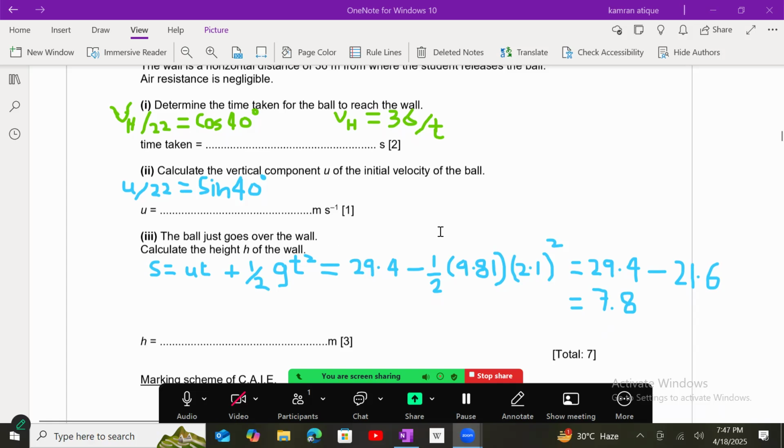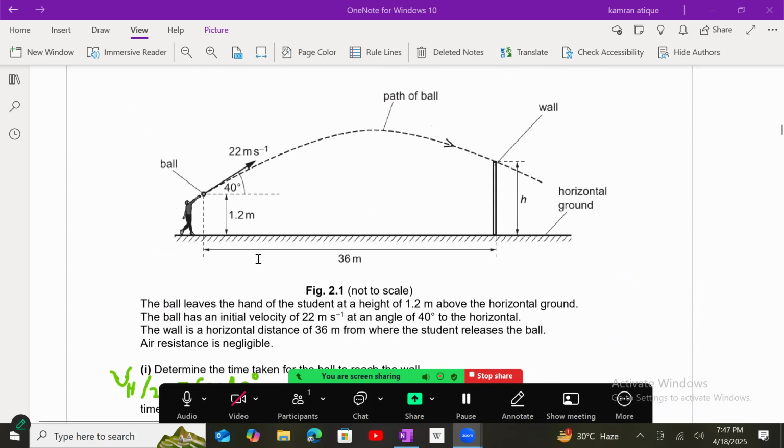The ball just goes over the wall. So calculate the height h of the wall, the total height h. Remember, the ball was released from a point which is vertically 1.2 meters above the ground. And now here we want to have the total height of the wall.